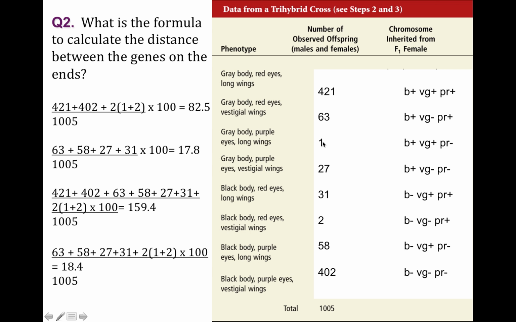So we need to add up 1 plus 2 and then multiply these by 2 to get the actual distance between the 2 genes on the end. So it's got to be this one. We have 63 plus 58 plus 27 plus 31 plus 2 times 1 plus 2 times 100 divided by 1005 equals 18.4 distance. So that's the map units. That's the distance between the black body color and vestigial wing genes on either end of this locus.